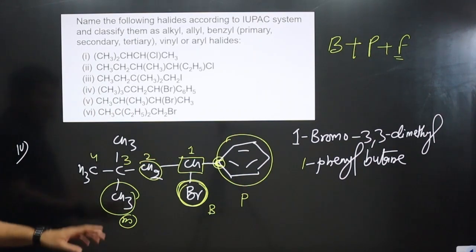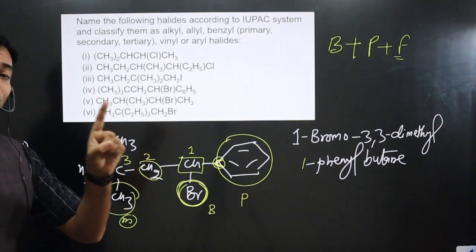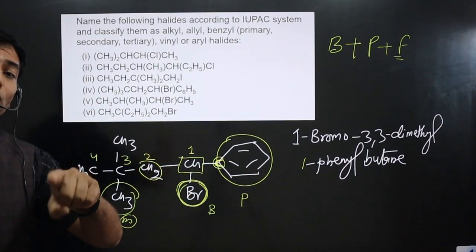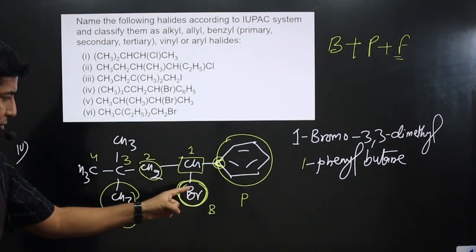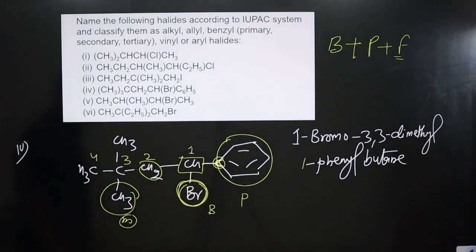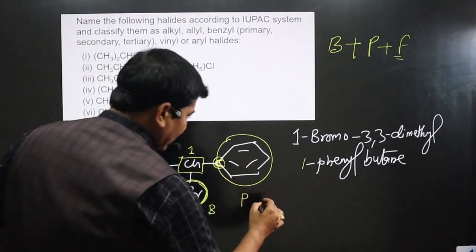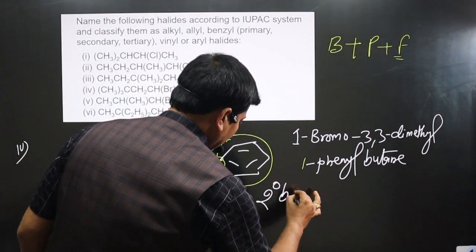Okay, so you can see it is a secondary halide, because the halogen is attached to a carbon which is connected to two other carbons. Hence we can say it is a secondary alkyl halide. You can see this is a benzyl group. We can say secondary benzyl halide.